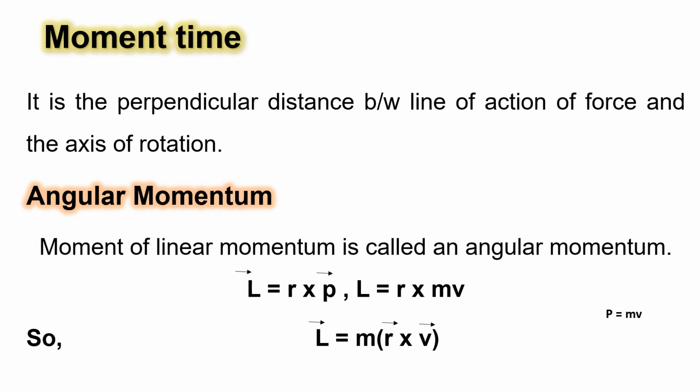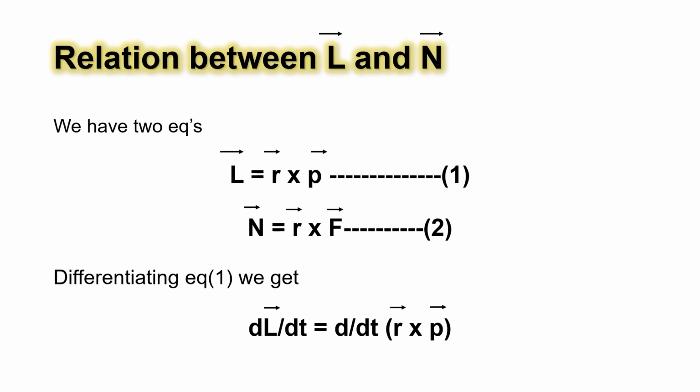Now for this we discuss the definition of the moment arm. It is the perpendicular distance between the line of action of the force and the axis of rotation, and that is called the moment arm. And for the angular momentum we have the definition: moment of linear momentum is called angular momentum. L is equal to r cross p, and substituting the value for p, L is equal to r cross mv. As mass is constant, it is not part of the cross product, so L is equal to m into r cross v, where we have substituted the value of p is equal to mv. Now we will discuss here the relation between the angular momentum and the torque. We have two equations.